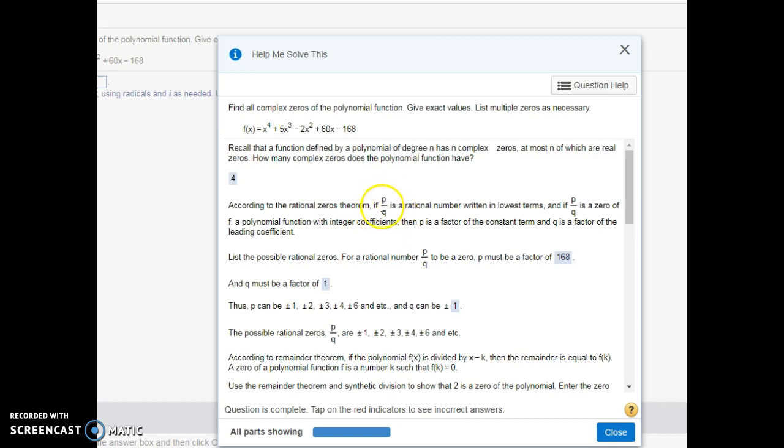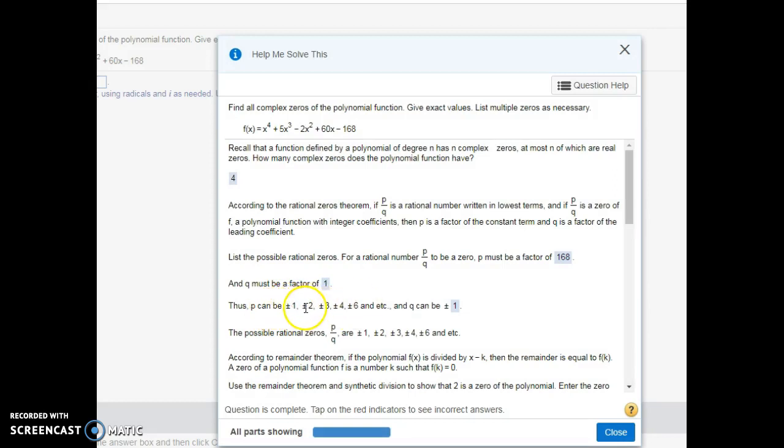The top part of the fraction we're going to call p, and it has to be a factor of the constant term, so 168. And the bottom part we're calling q, and it has to be a factor of the leading coefficient of this term, the front term, and this coefficient is 1. So you need to list all the factors of 168, and the list is started right here.